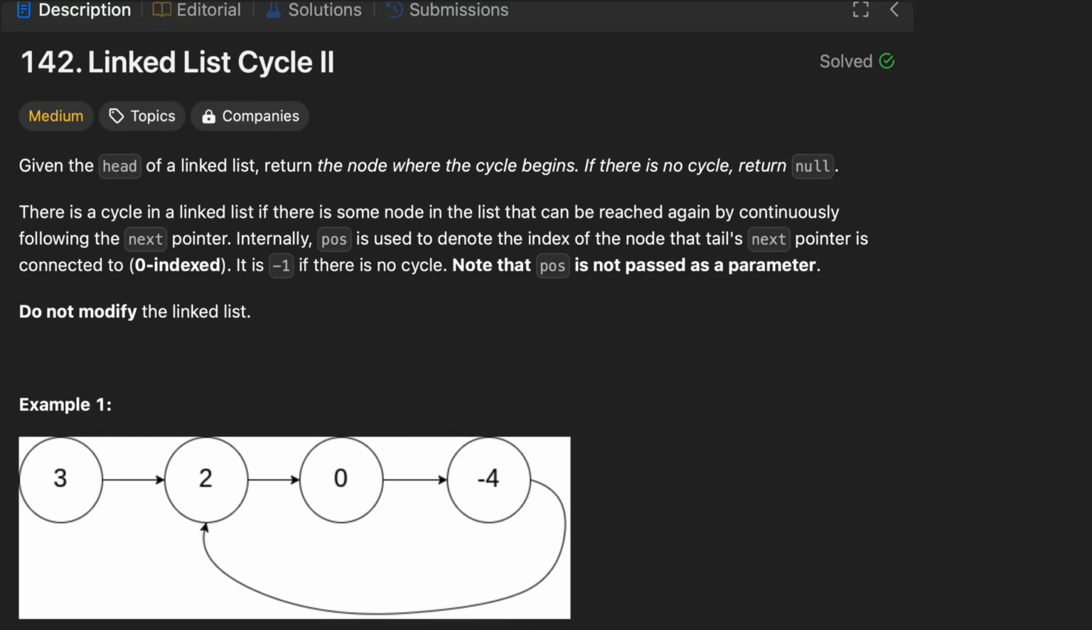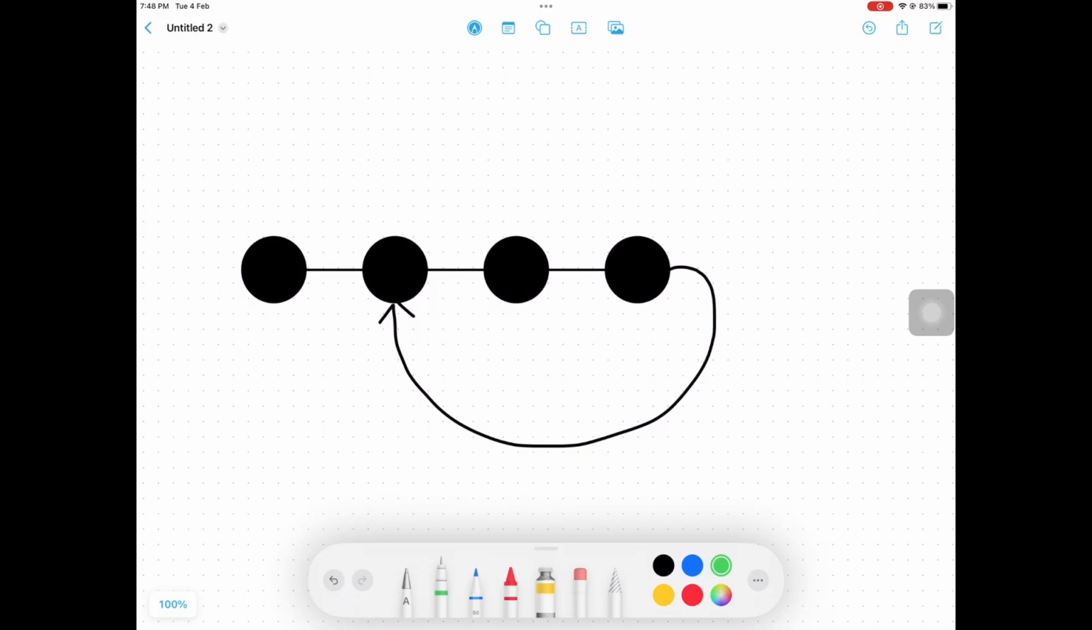Given the head of a linked list, return the node where the cycle begins. If there is no cycle, return null. There is a cycle in a linked list if there is some node in the list that can be reached again by continuously following the next pointer. So looking at the diagram given below, your code should return node number 2 since that is the start of the cycle. Now let's look at the diagram. I've drawn them without numbers for ease of understanding.